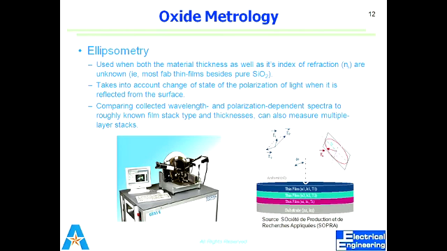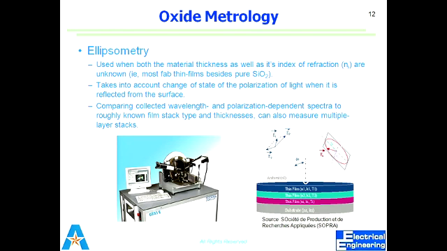The next method is ellipsometry. This is also an optical measurement, because it also uses some optical instrument or optical phenomena to measure the thickness of the oxide, and this is what we'll be doing in the lab tomorrow. Ellipsometry. We will measure the thickness of the oxide by using an ellipsometer.